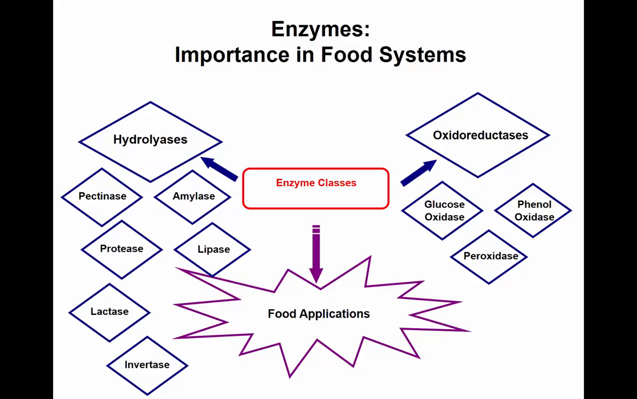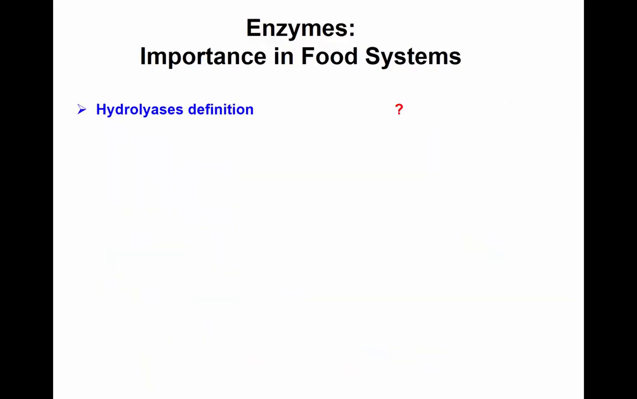Any questions on coupled reactions? All right. Moving on to the different enzyme classes. The main enzymes that have food applications or implications are two main classes, hydrolases and oxidoreductases. Under hydrolases, we have a bunch of them, and we'll give a bunch of examples about uses. And then among oxidoreductases, we have a few examples, with one most important one that we often try to inhibit, which is phenol oxidase.